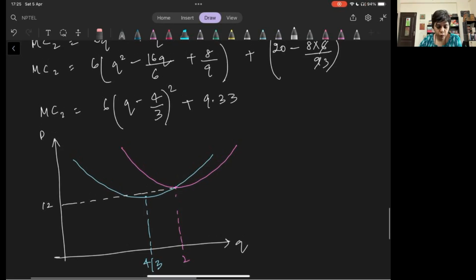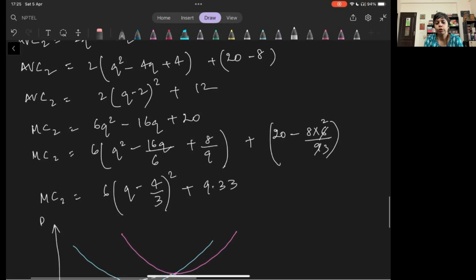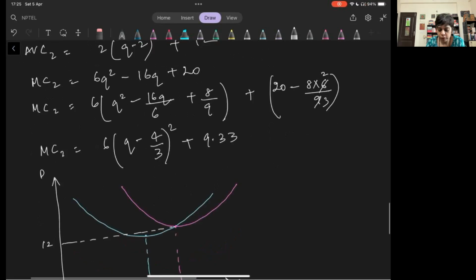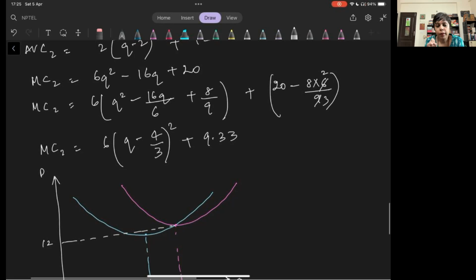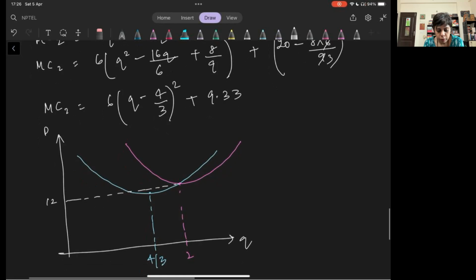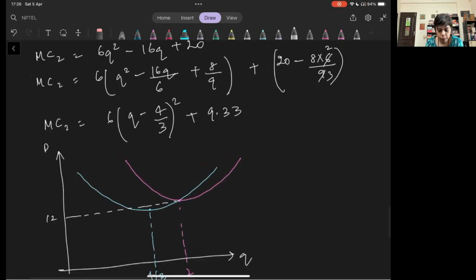We've again factorized both the functions. At q equal to 2, the average variable cost for the firm is at its lowest, which is equal to 12. And the marginal cost at q equal to 2 is the same as average variable cost, which means the marginal cost curve is intersecting the average variable cost curve at that point, at its minima. You can mathematically verify it also. So this is generally going to be the case. The marginal cost curve has its minima at 4 by 3, which we have checked.